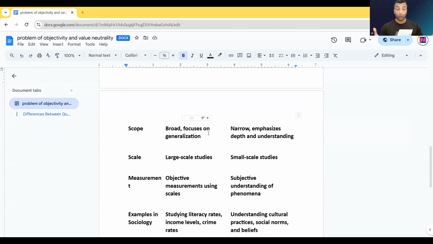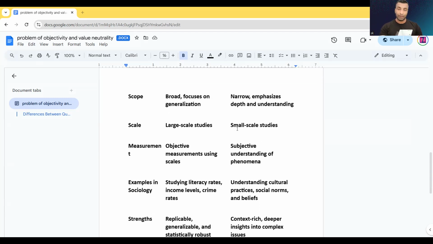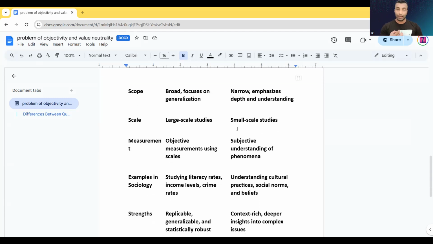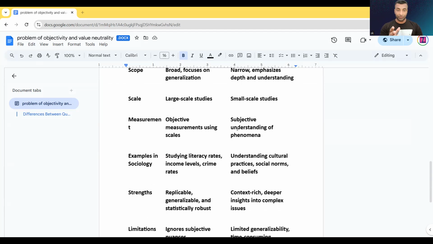The scope is broad, focusing on generalization, and the data collected is also large, right? But in qualitative, the scope is narrow. You are trying to understand the behavior and emphasizing depth of understanding also. Scale: large scale versus small scale. Large scale means interviews, questionnaires, and all those things. You can even take a sample of a huge population, but that's not possible when it comes to qualitative, right? Because you are generating textual, subjective understanding. Measurement, if you see, is objective measurement using scales in terms of numbers.